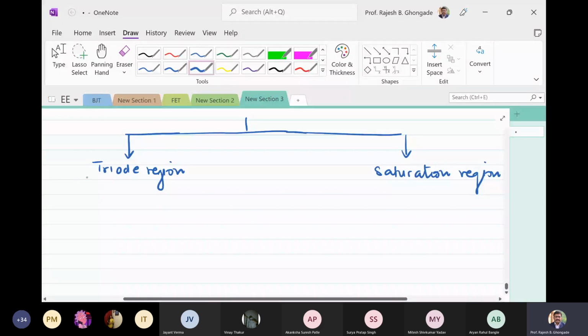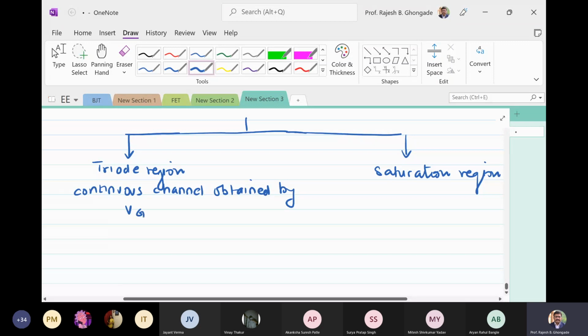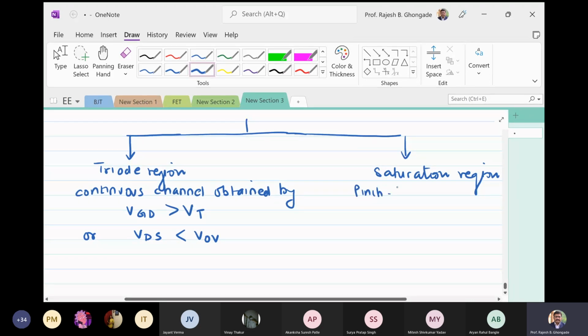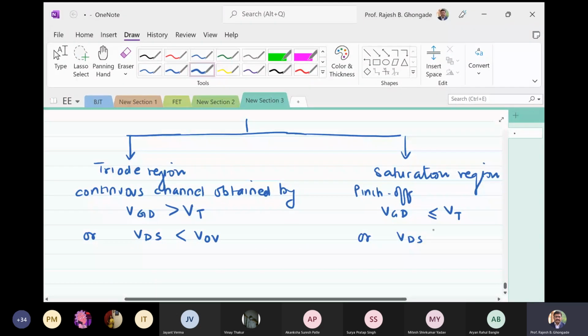So continuous channel obtained by VGD or VDG, if you like, greater than VT, or VDS less than VOV. Any terminology you can use. Saturation region, you have the pinch off obtained by what? VGD less than or equal to VT, or you can call it as VDS is greater than or equal to VOV.